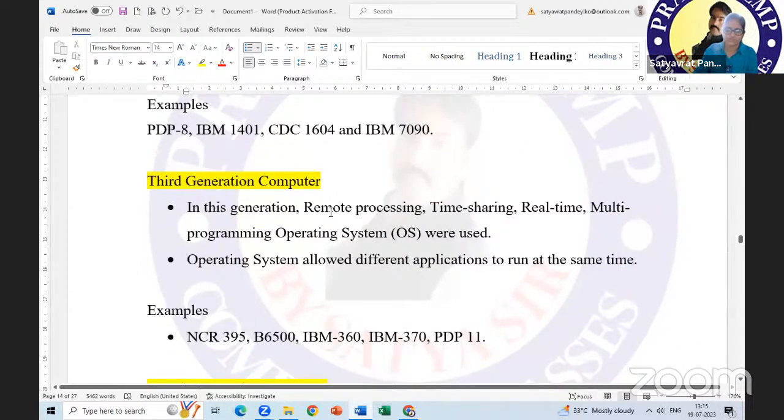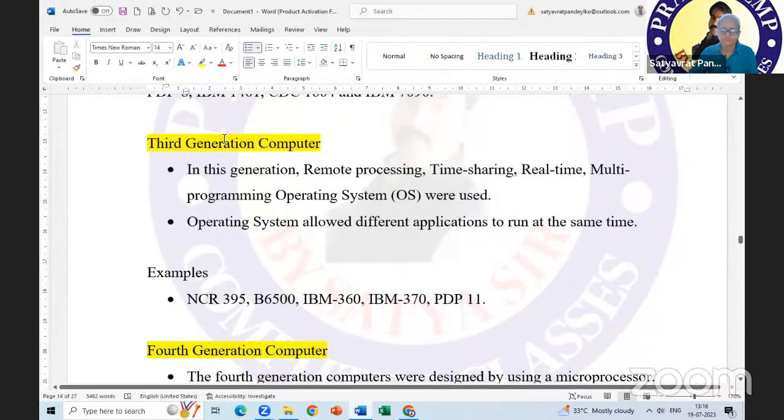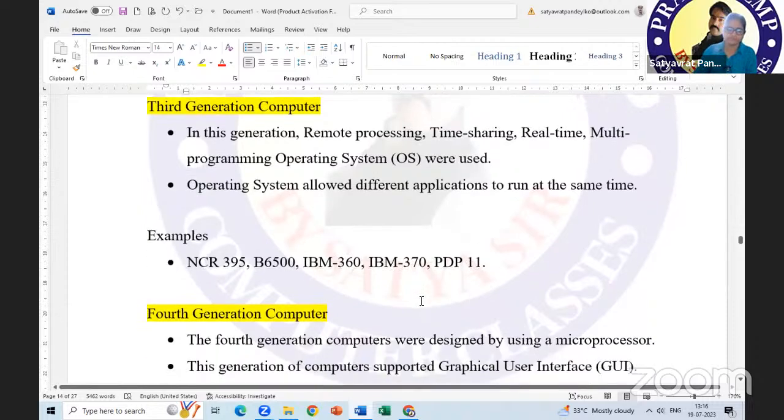Now the third generation computer. In this generation, remote processing, time sharing, and real-time multi-programming operating systems, OS, were used. Operating systems allow different applications to run at the same time. Examples are NCR 395, B6500, IBM 360, IBM 370, PDP 11.